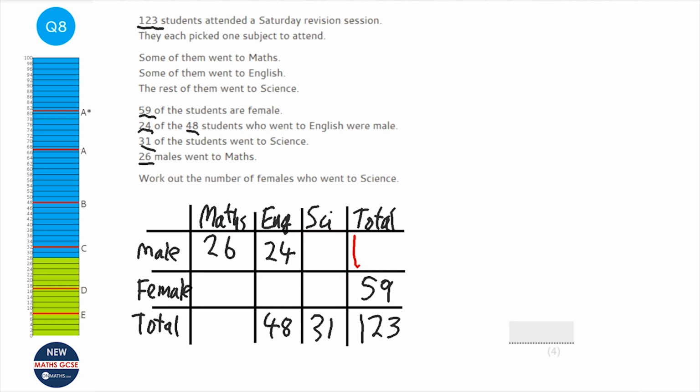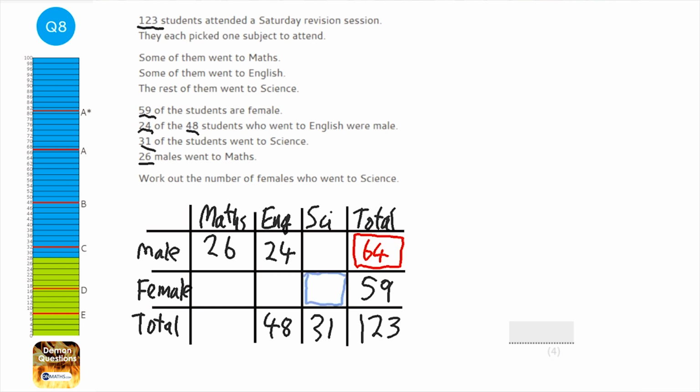To get this first one here, okay, what I do is 123, which is the total, and there were 59 females in total, so that leaves 64 males. So 64 plus 59 is 123. Okay, if I know that one, then let's have a look and see which one we're trying to find out. Work out the total number of females who went to science. So we're trying to get this one here.